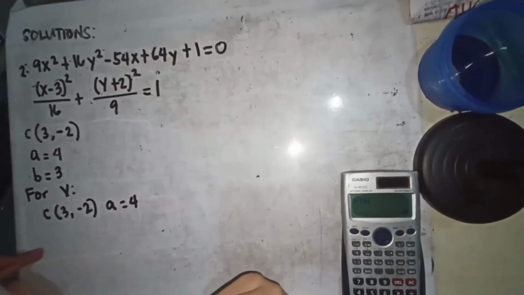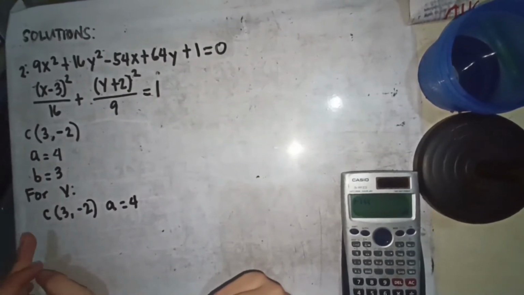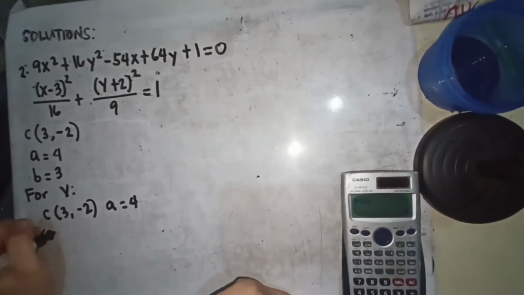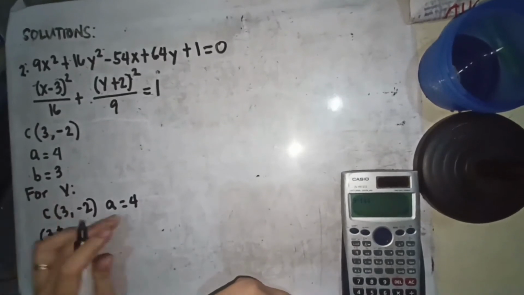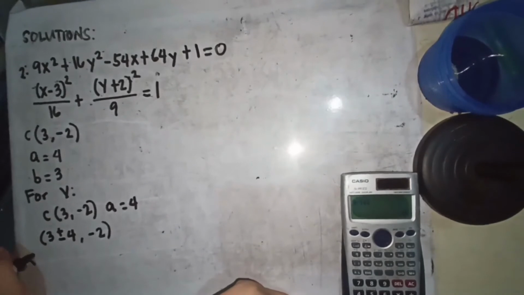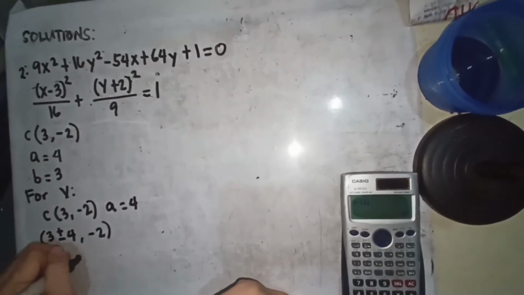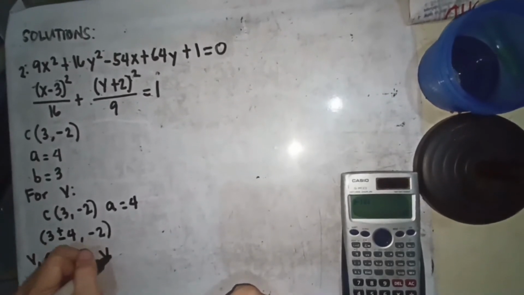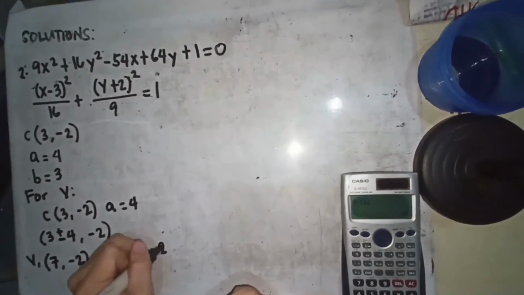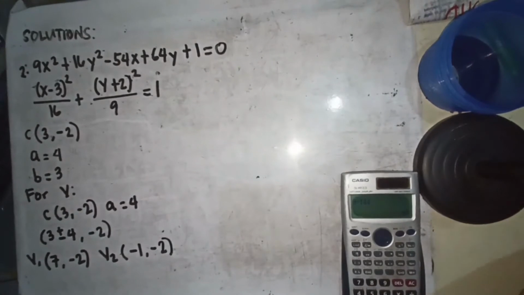So, since horizontal man siya, for our vertices, dapat ang alignment pod niya is horizontal. So, since horizontal man, x term or x coordinate ang ato ang plusan o minusan or distance A. So, we'll have 3 plus minus 4, distance A, and we have negative 2. Or we have V sub 1, that is 3 plus 4, we have 7 and negative 2. And we also have V sub 2, we have 3 minus 4, that is negative 1 and negative 2. So, naa na tay vertices.